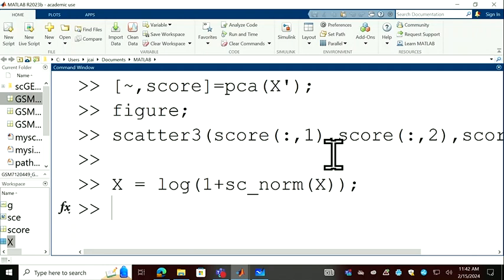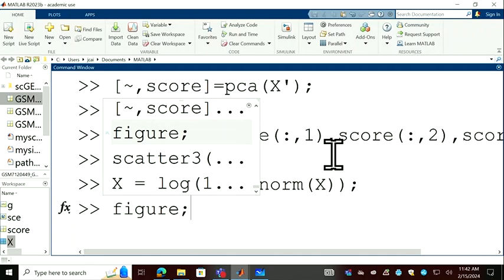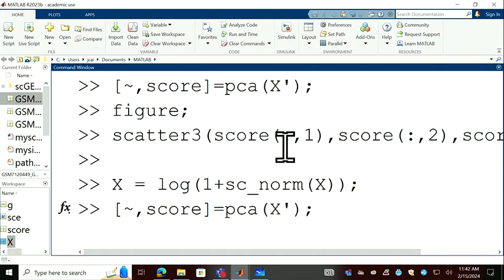There are still some problems people are discussing about whether this is a meaningful transformation, but in most cases, we found it's okay. So if I run this again, I should have better PCA results.